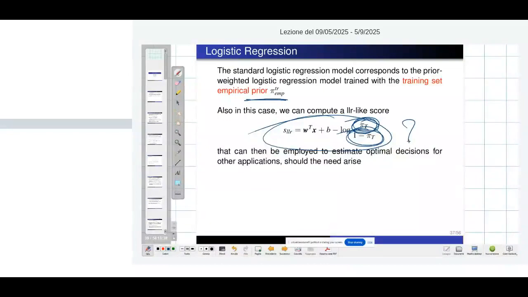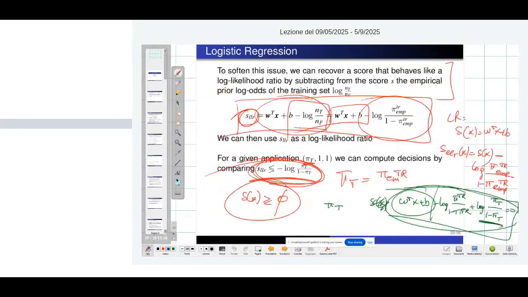If we know that we want to train our model for a specific application, and that's the only application where we will use the model, then the best thing we can do is to directly train the model for that application. But in many cases, we don't know in advance the application. If we don't know in advance the applications, we have two ways.